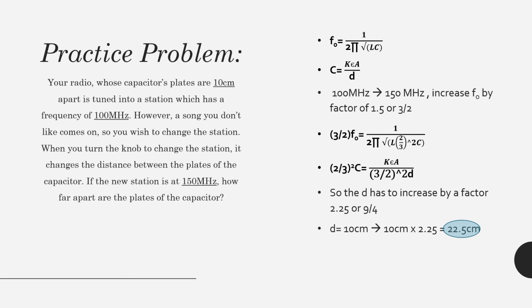So if we take that 2/3 squared and we put it into the second formula there, then we can figure out how much the distance is going to have to increase. So if the capacitance is increasing by a factor of 2/3 squared, then that means that the distance is going to have to increase by a factor of 3/2 squared. So if the distance has to increase by a factor of 2.25 or 9/4, so if our original distance was 10 centimeters, then we take that, multiply by 2.25, we get 22.5 centimeters.